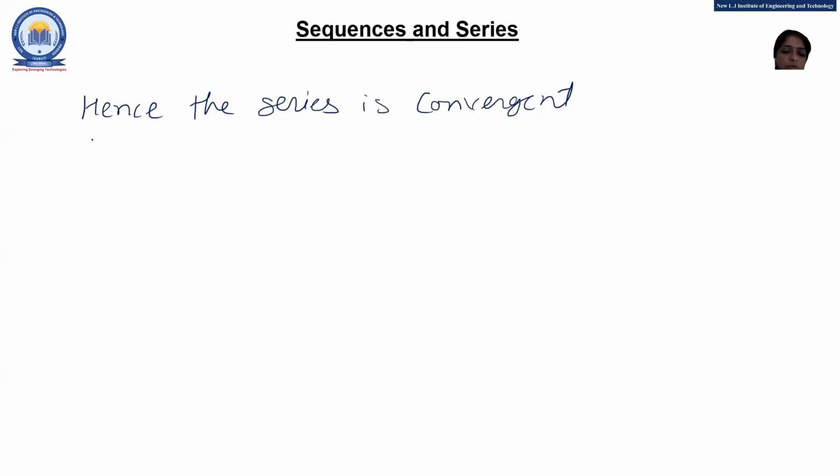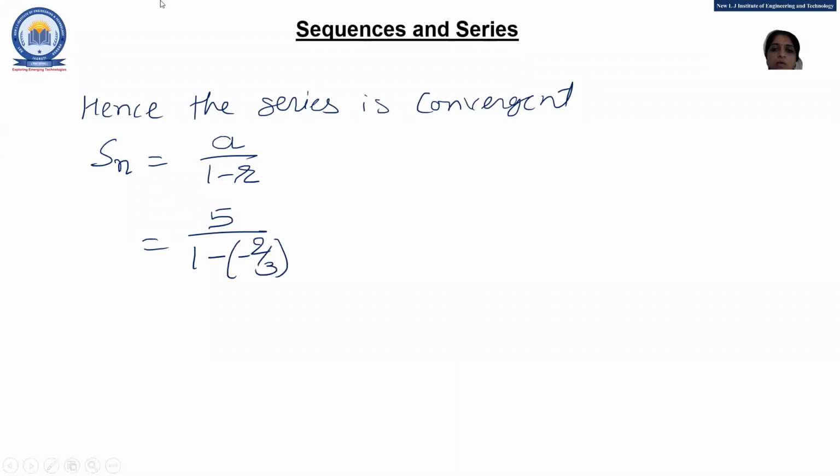Okay. Now, if we want to find the sum of the series Sn, and as the series is convergent, what is Sn? That is A upon 1 minus R. So the value of A is 5, 1 minus, what is the value of R? Value of R is minus 2 by 3.